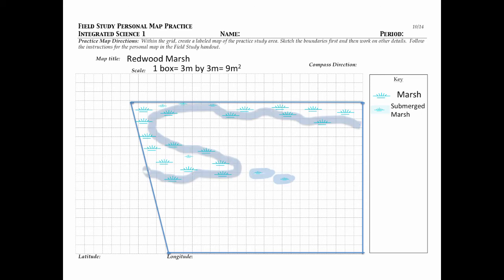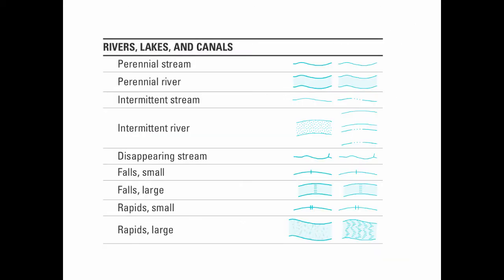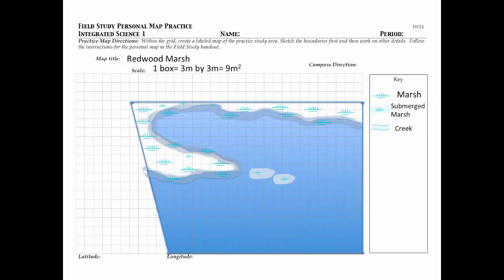The last thing we need to do is to shade in the water. When you look at the symbol sheet, you'll notice that bodies of water are shaded blue. Add this to your key and shade your water area blue. Your map should now look like this. Let's look back to the mapping instructions on page 6.